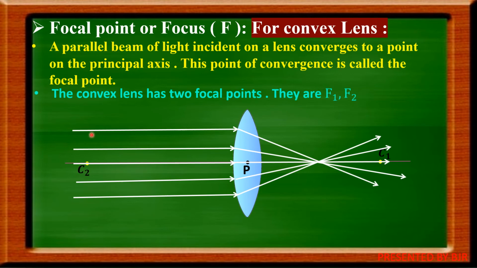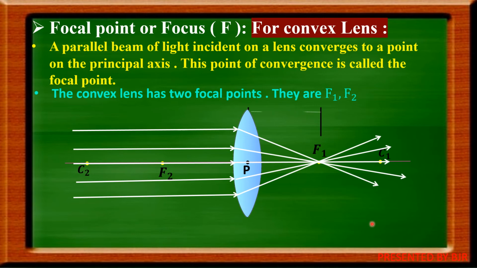Suppose a parallel beam of light is traveling from left to right, it is like this. They are converging here. If they travel from right to left and fall here, they will converge here. So a convex lens has two focal points. See here, this one is the first focal point F1 and this one is the second focal point F2.